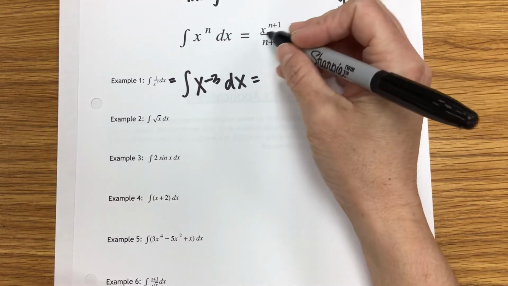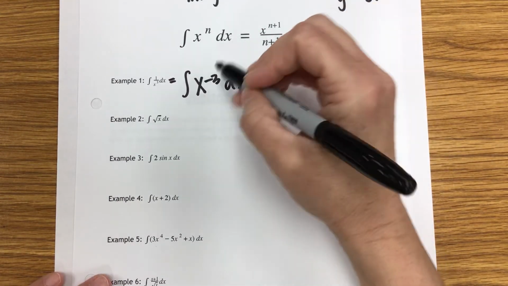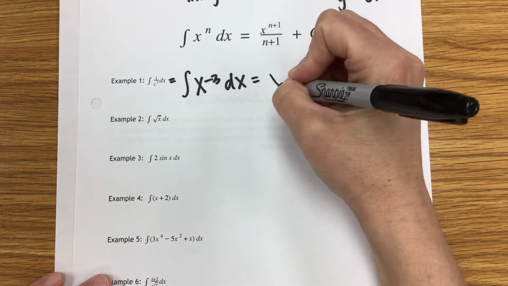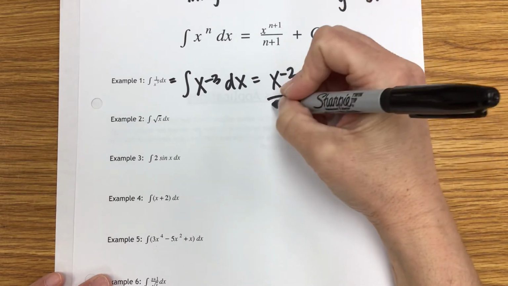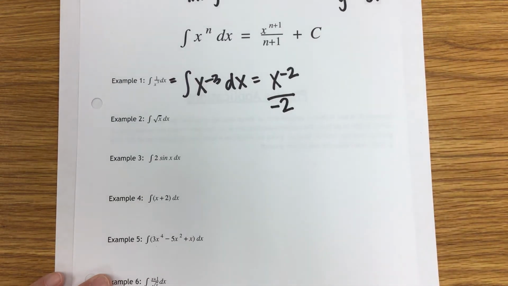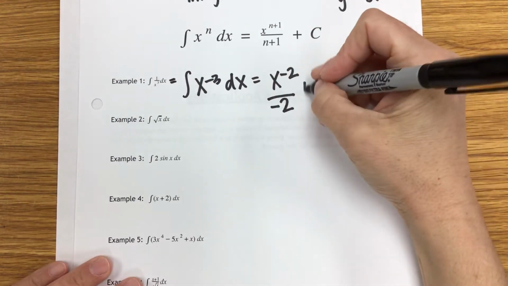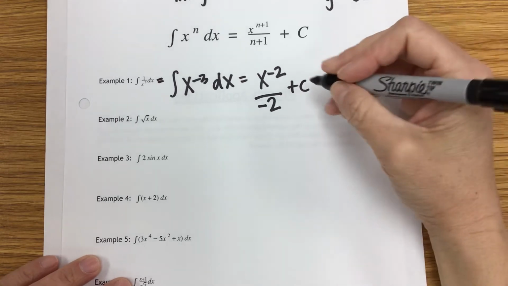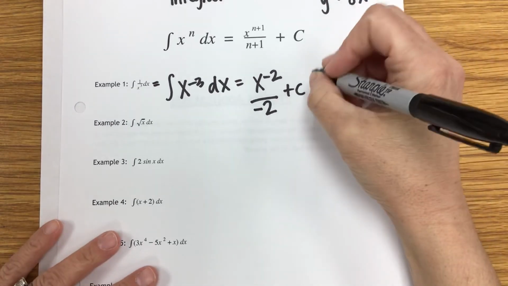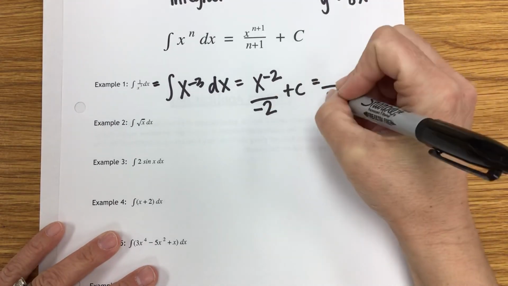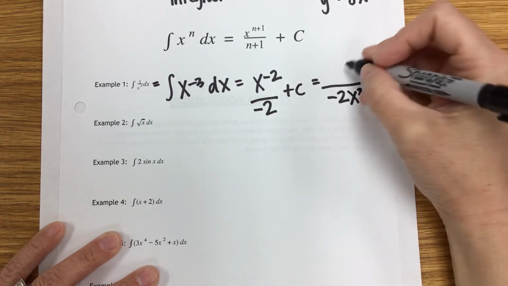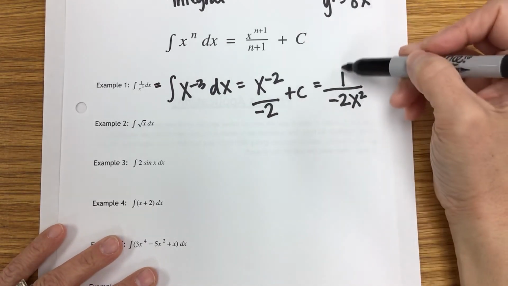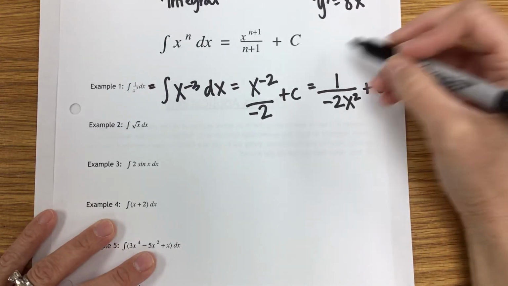Now we'll do our rule. Our rule is add 1 to the exponent, so negative 3 plus 1 is negative 2. Divide by the new exponent, so divide by negative 2, and then plus c. The last thing on a problem like this would be to simplify. So the negative 2 can stay. The x to the negative 2 needs to be brought to the bottom, so it's x to the positive 2. Nothing left on top, so I put a 1 up there, and then plus c.